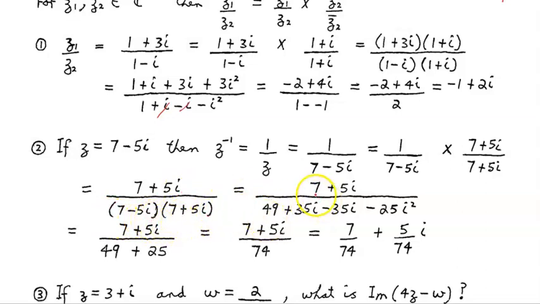All right, so top line 7 plus 5i, that's not changing. Underneath, expanding out the parentheses, so 7 by 7, 49. 7 by 5i is plus 35i.